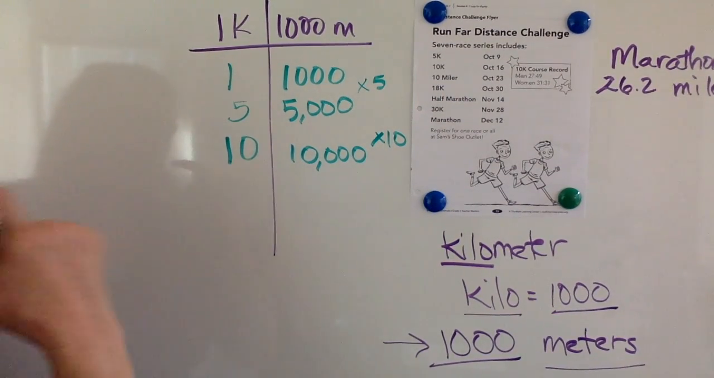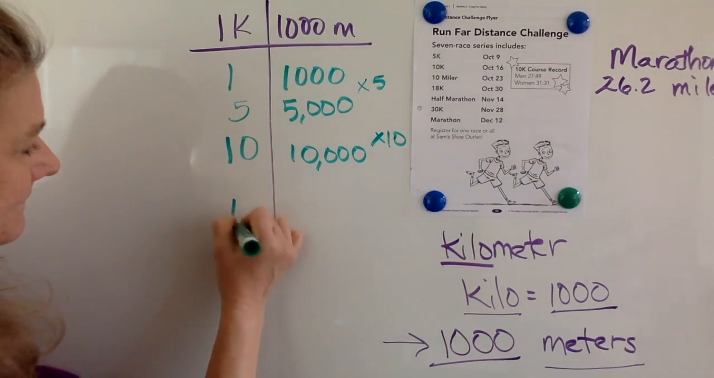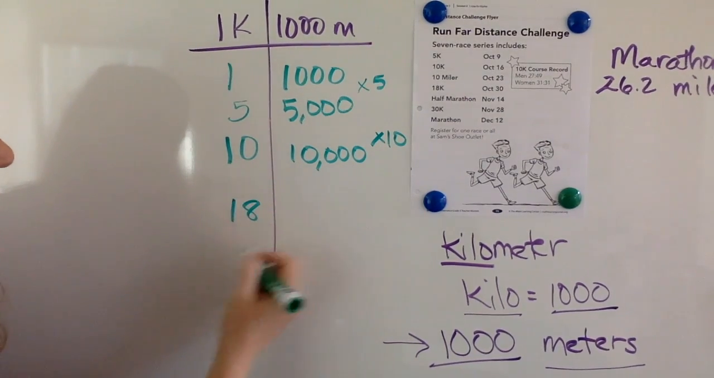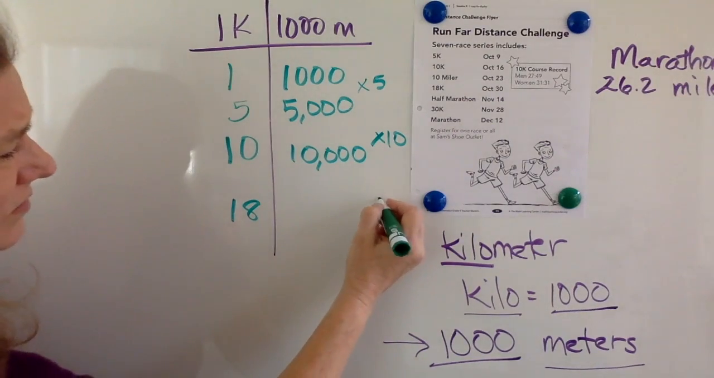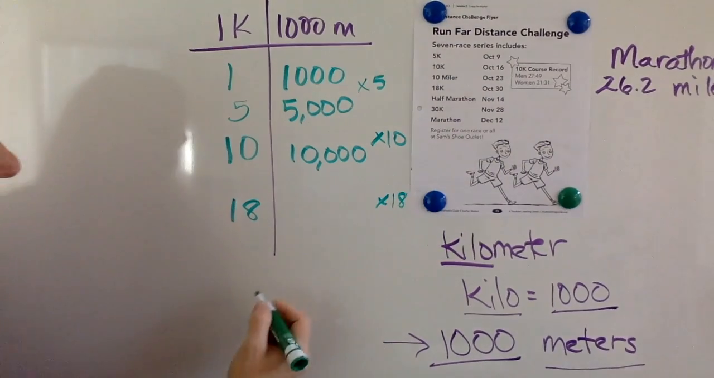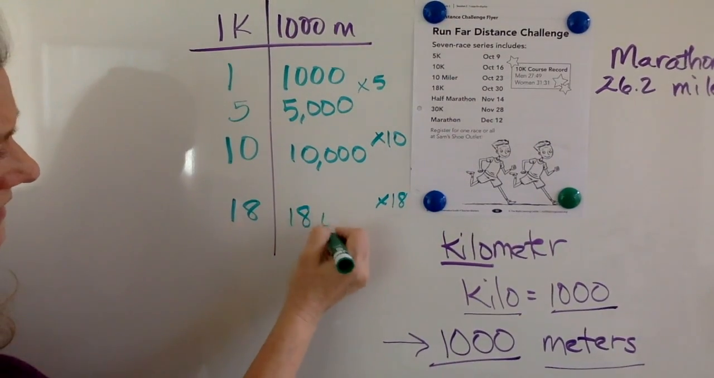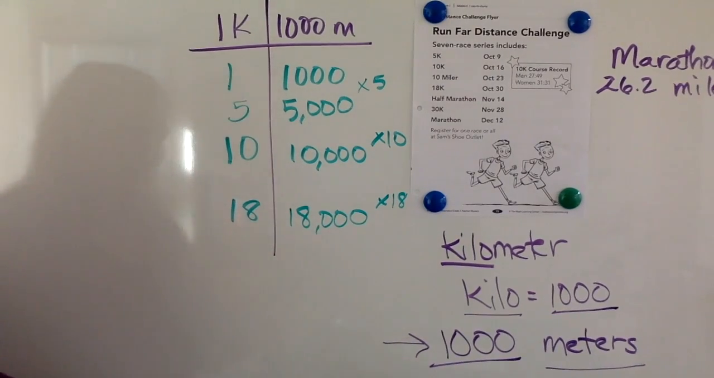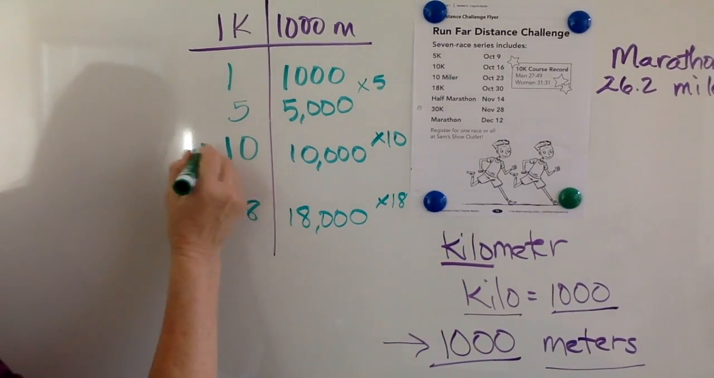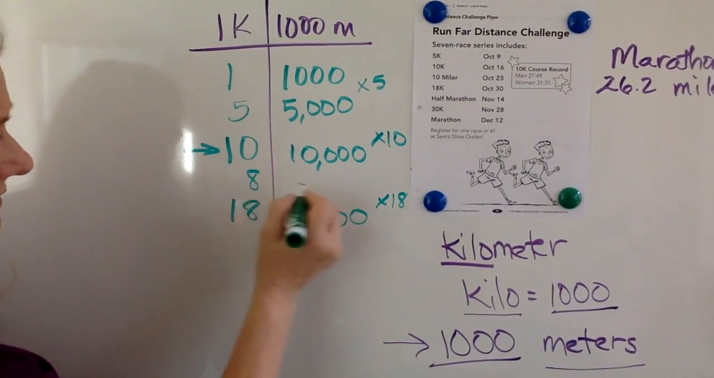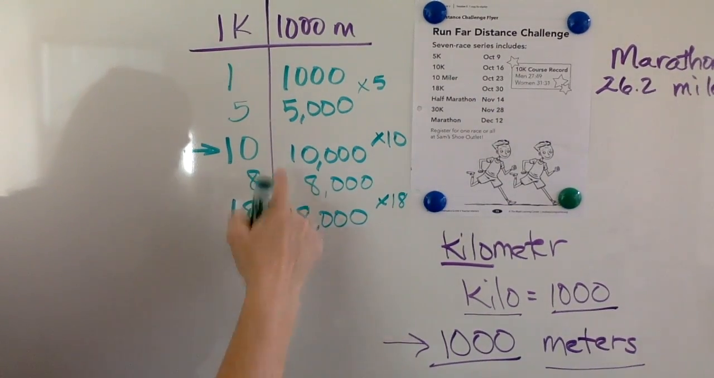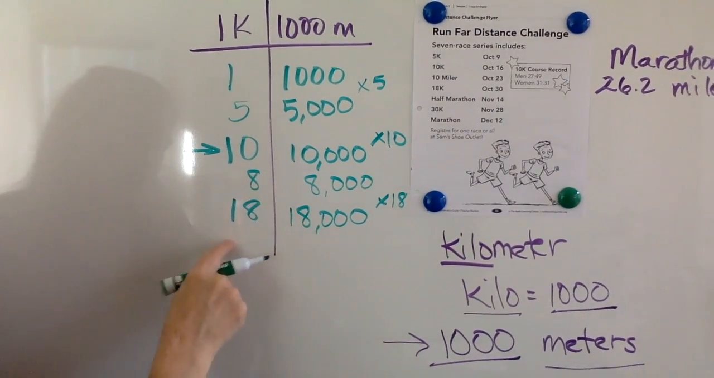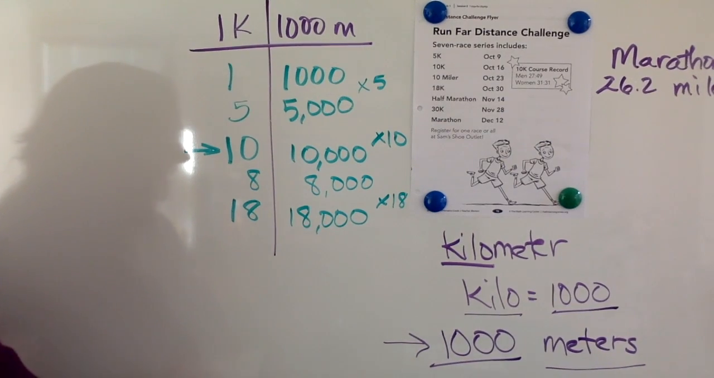So what about 18K? Some of you might go, oh, well, I know it's times 18, so 18,000. But if you didn't know that, and you knew 10, and then 8 was 8,000, you could add the 10 and the 8, and you would come up with 18,000.